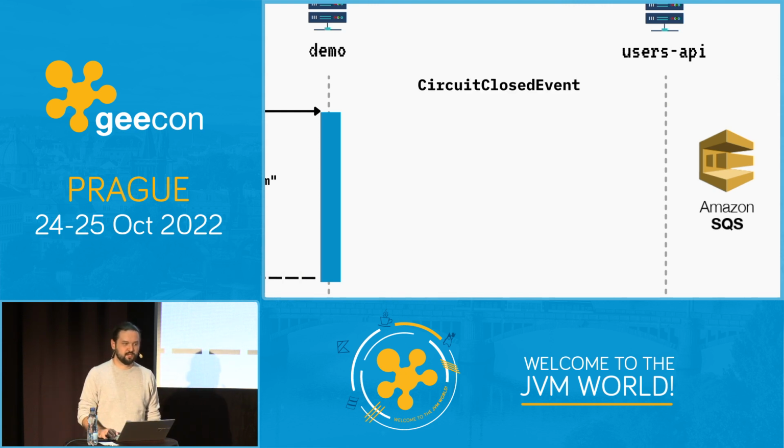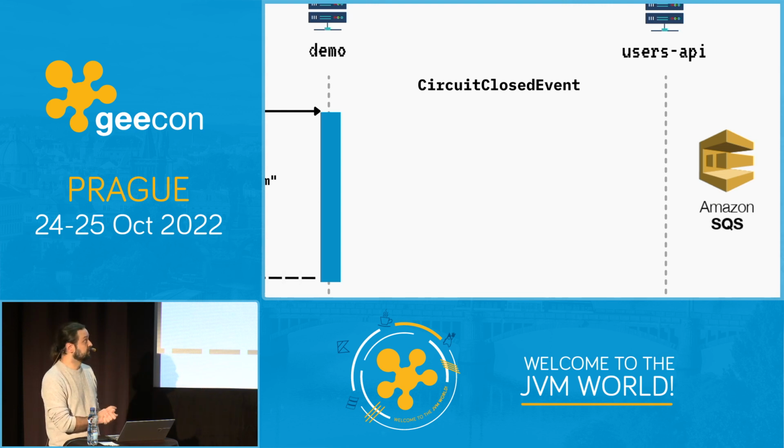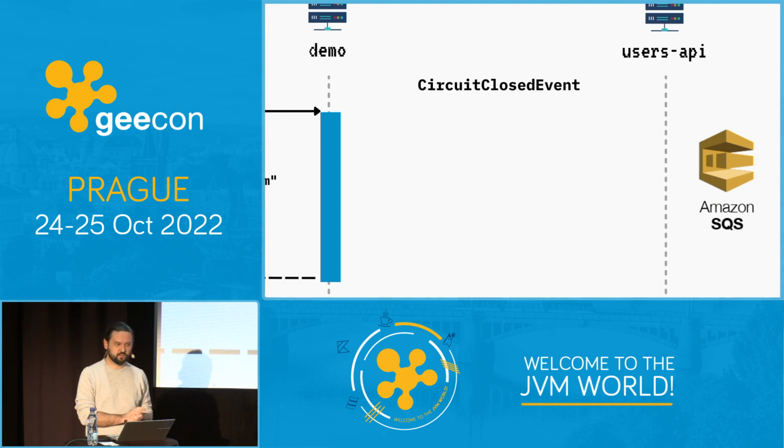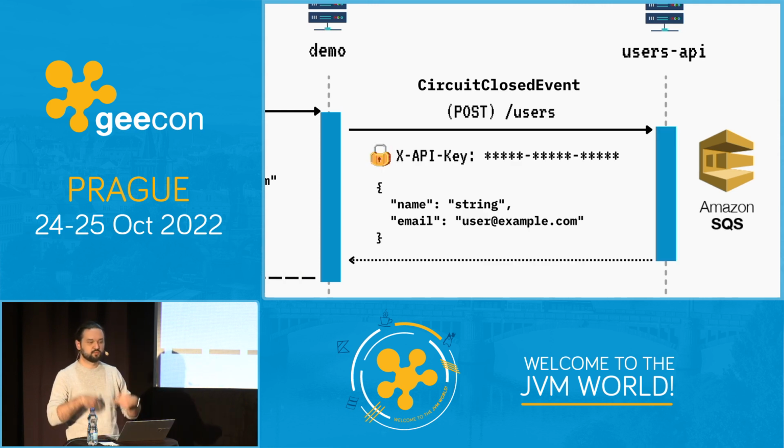When it happens, we will wait for the circuit closed event. This will be the Micronaut event that will be sent whenever the circuit gets closed. We will see if this is the circuit that we are interested in, which has to be the create user one. We will pull up those messages that are stored on SQS, and we will retry it.